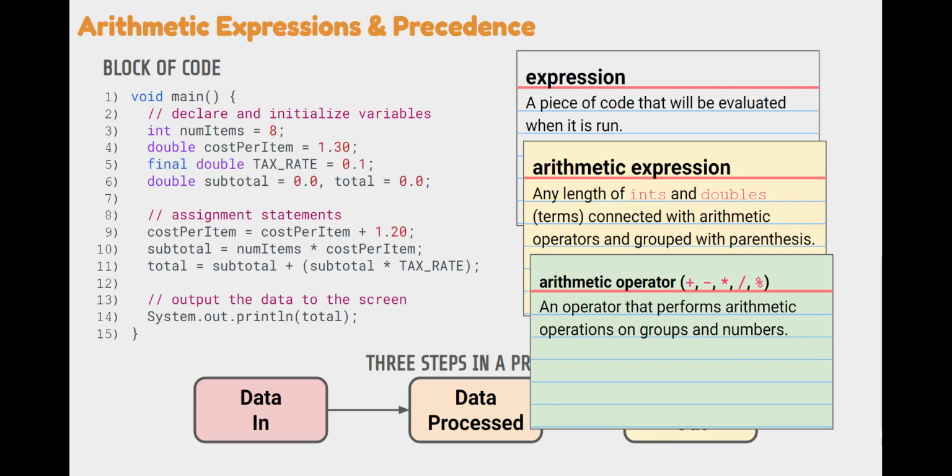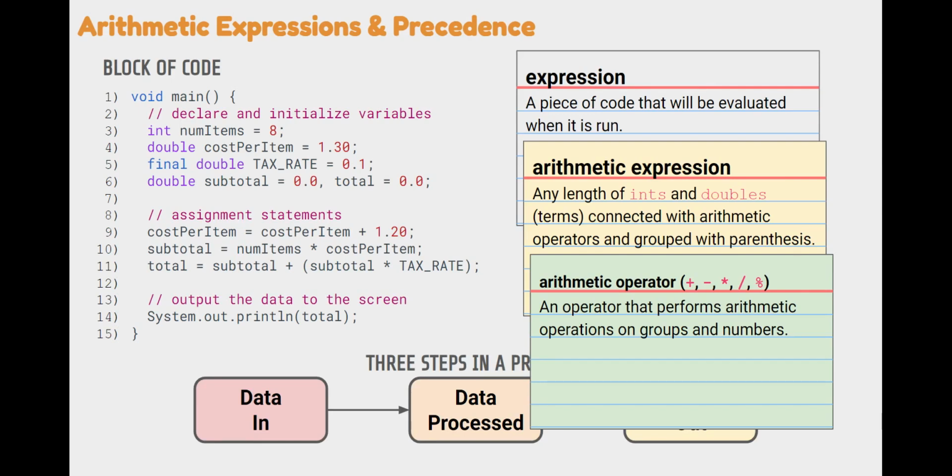And we have 5 arithmetic operators. We have plus, minus, multiply, divide, and modulo. So look at our code and see if you can identify where the arithmetic expressions are.